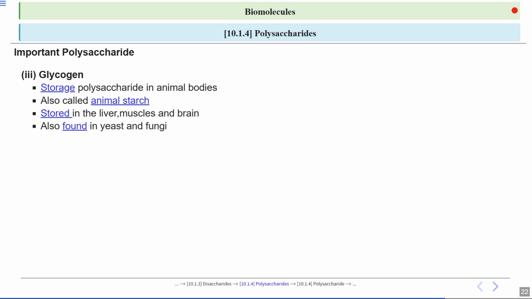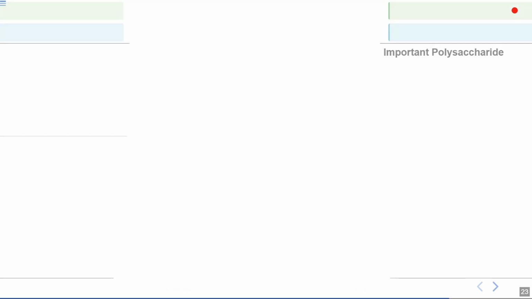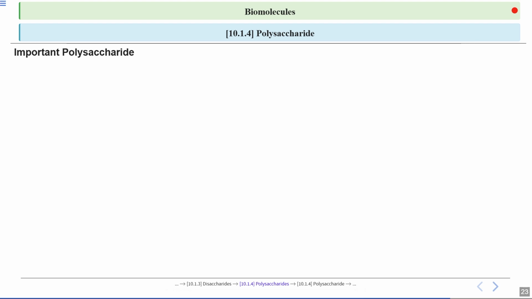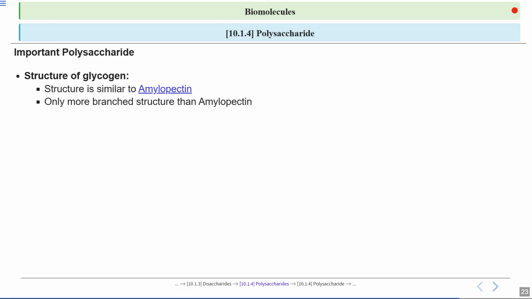Interestingly, glycogen isn't just found in animals, it is also present in fungi and yeast. Now moving forward, if we talk about the structure of glycogen, it is similar to amylopectin. Both are made up of glucose units linked together with branches. However, glycogen is even more highly branched than amylopectin. So only it is more branched.